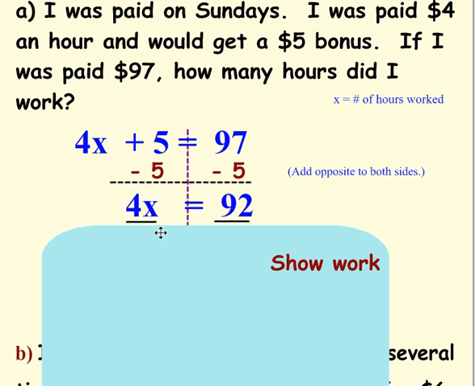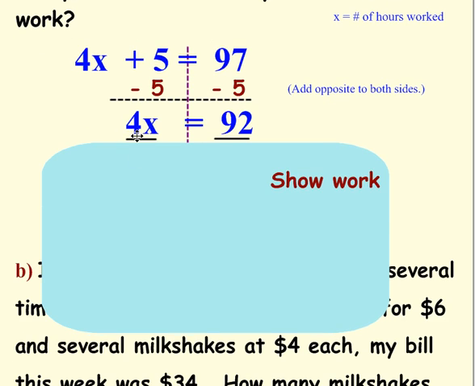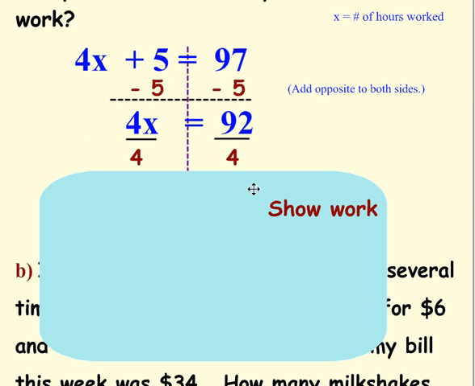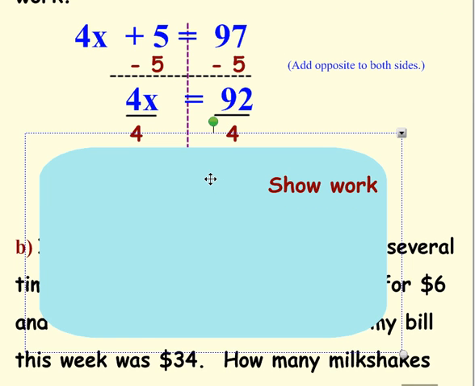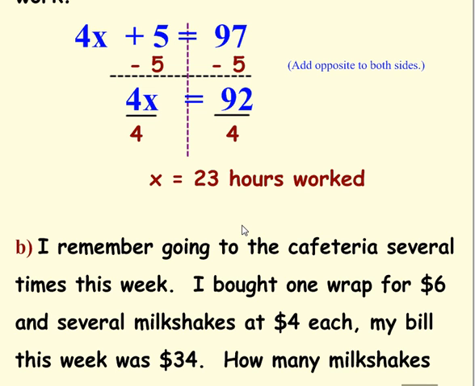So I'm going to be left with 4x. This is multiplication. The opposite is division. So I take a moment to divide 92 by 4. I should get an answer of 23 hours. So basically that week I worked 23 hours and I came home with $97.